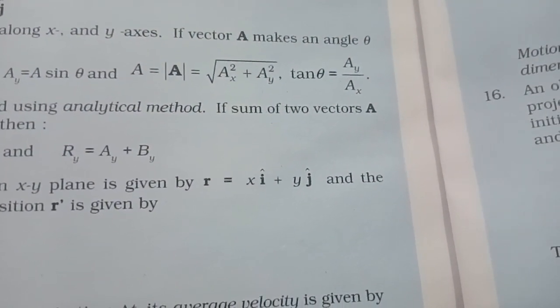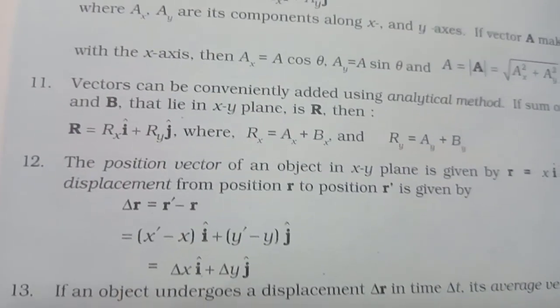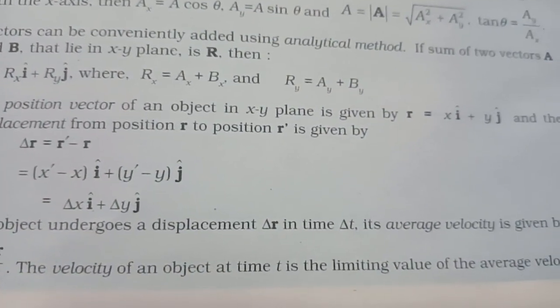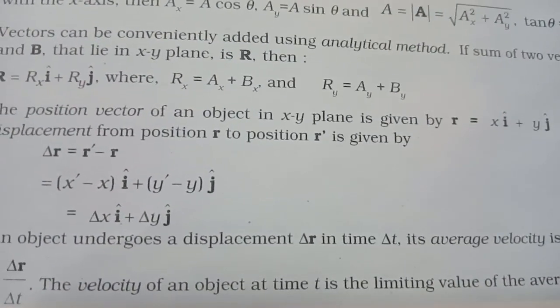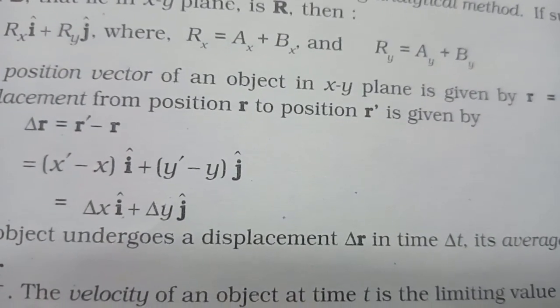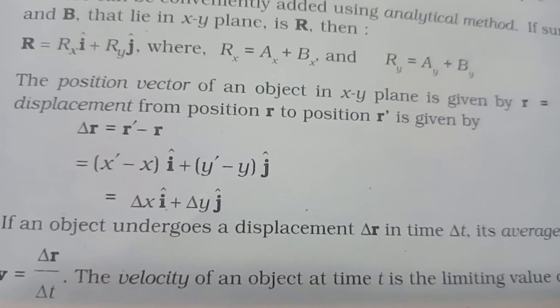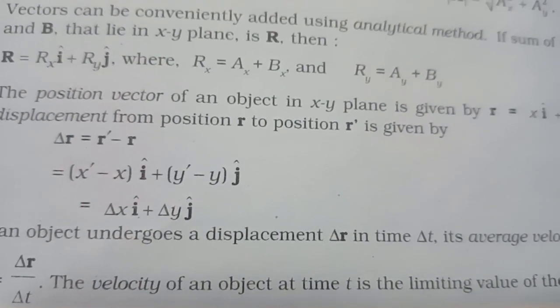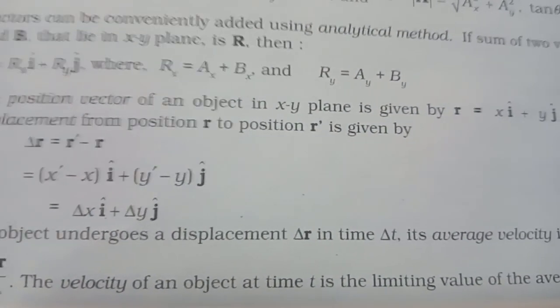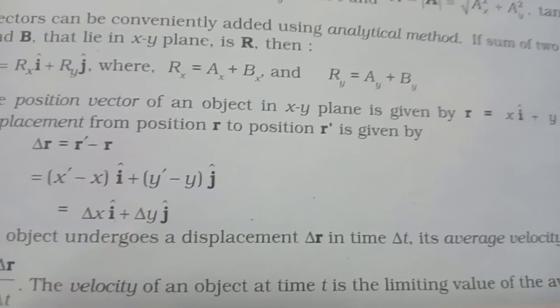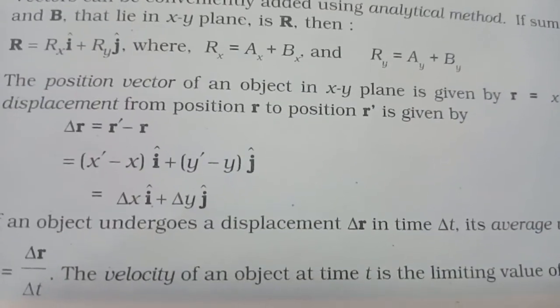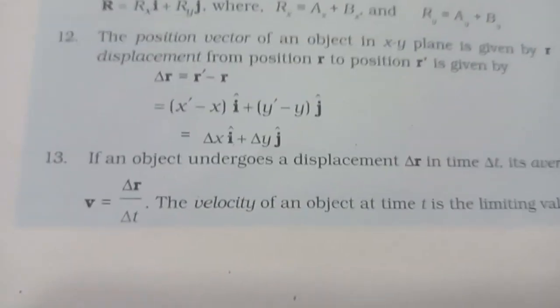x i cap plus y j cap, and the displacement from position r to position r dash is given by delta r is equal to r dash minus r, which is equal to x dash minus x i cap plus y dash minus y j cap is equal to delta x i cap plus delta y j cap.